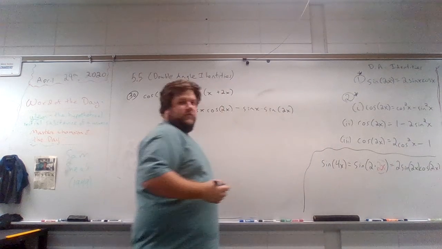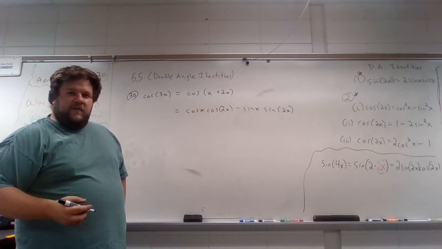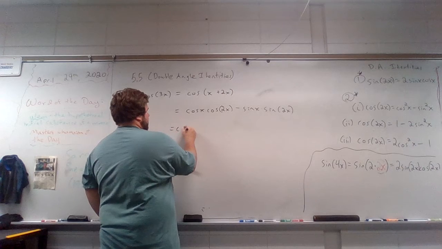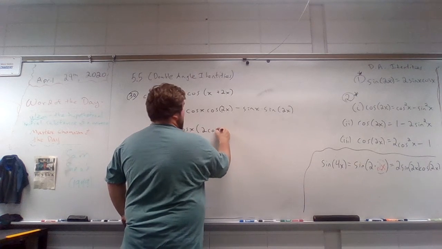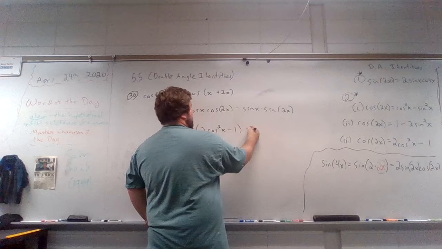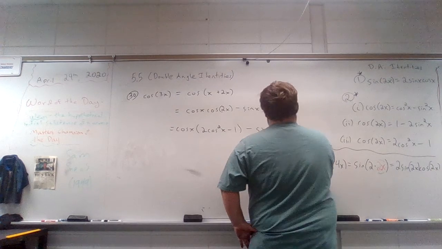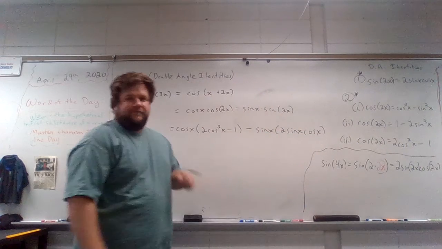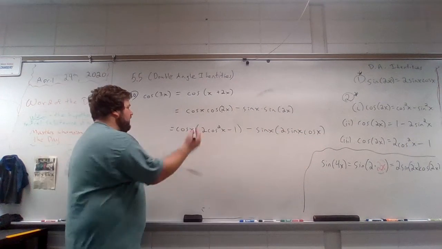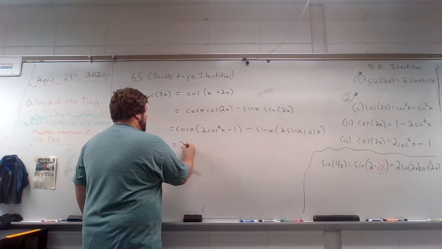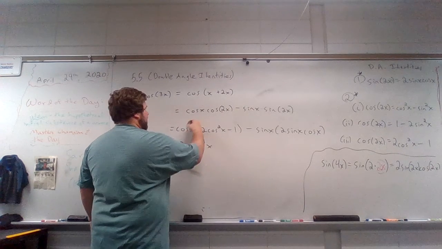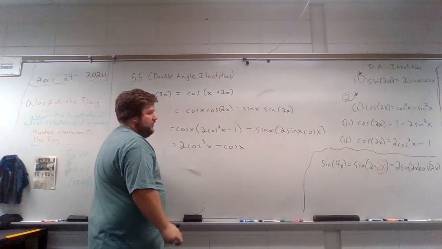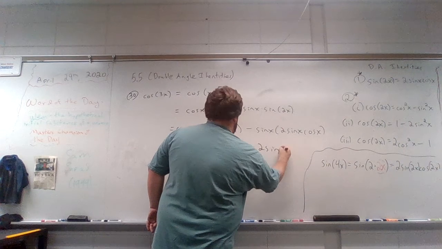Cosine of 2x, I'm going to plug in the version involving just cosine. So I'm going to have cosine x and then times 2 cosine squared x minus 1, and then this is minus sine x times 2 sine x cosine x, plugging that identity in here. Okay, then some algebra. Distribute this. I've got 2 cosine cubed x minus cosine x, and then I've got sine x times negative 2 sine x. That's negative 2 sine squared x cosine x.